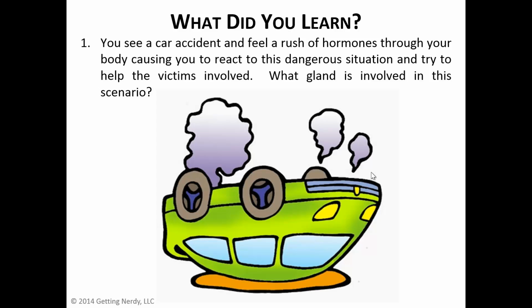So let's quiz yourself. You can use your notes for these. Number 1, you see a car accident and you feel a rush of hormones through your body causing you to react to this dangerous situation and try to help the victims involved. Which gland is involved in this scenario? Think about it. You feel a rush because of this car accident. You might feel some anxiety with it.